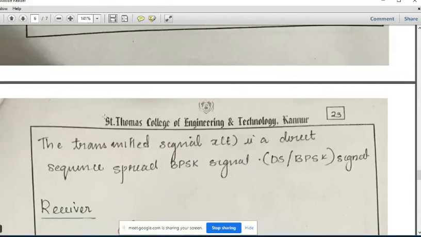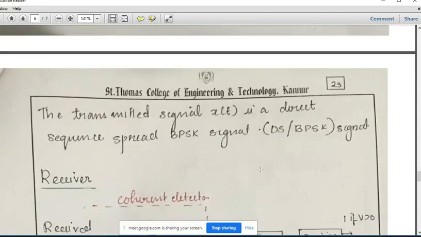It is a direct sequence spread spectrum signal in the sense that it is spread, but it is also a BPSK signal. Here we have phase shift keying also happening in this spread signal. So this transmitted signal X of t is a direct sequence spread BPSK signal, that is a DS BPSK signal. Now we will check the receiver side.